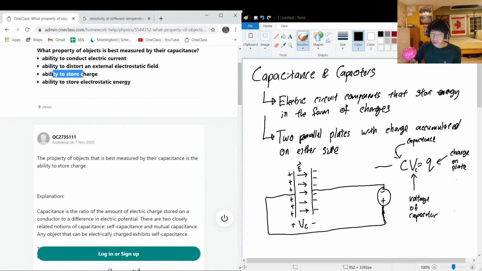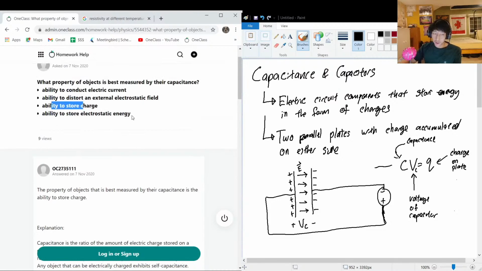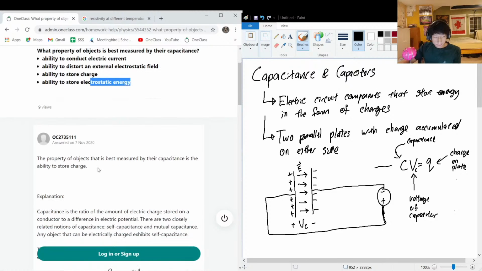I would say the ability to store charge is probably the best answer if we only have to choose one, but the fourth one is also kind of related, because electrostatic energy is stored just by the accumulation of charge on either side of the plates and the electric field in between the plates as a result of that. Okay.